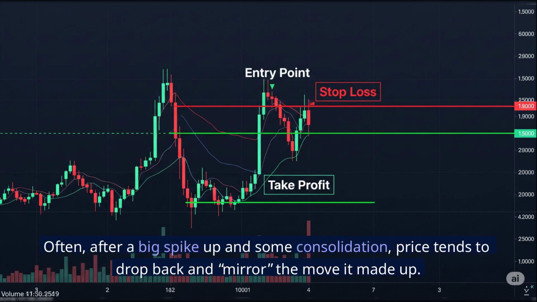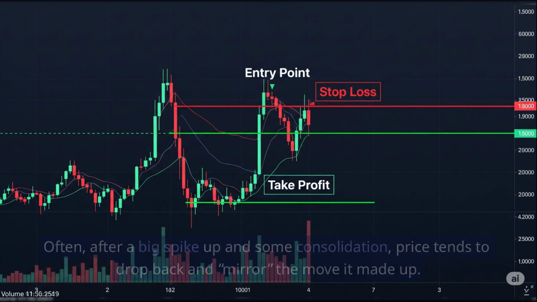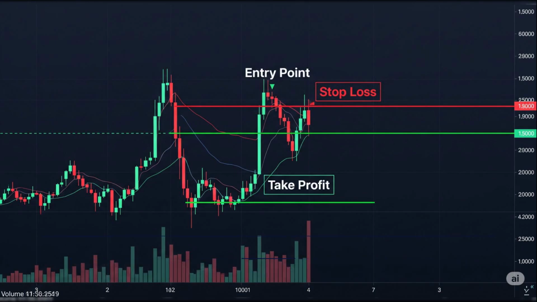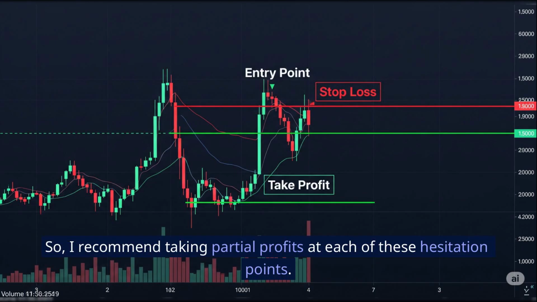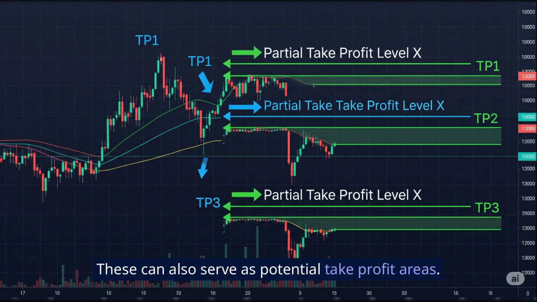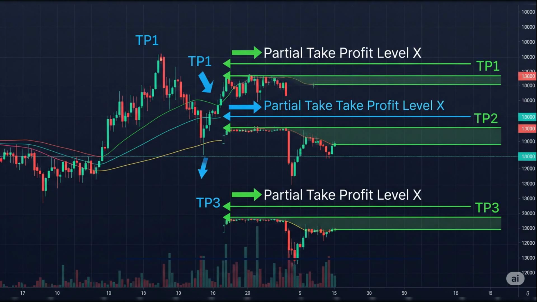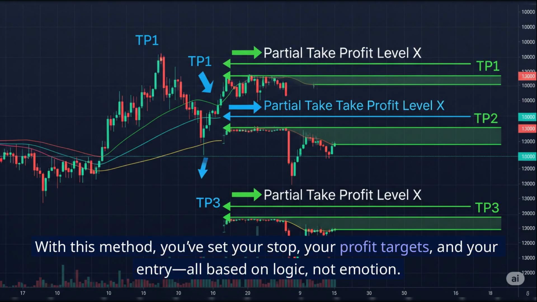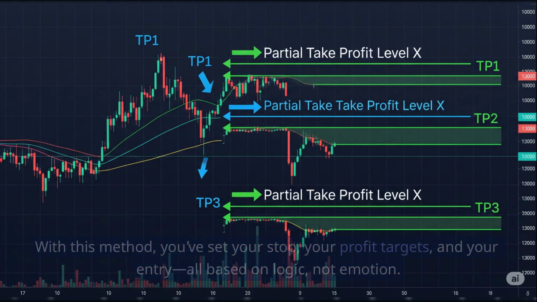Often, after a big spike up and some consolidation, price tends to drop back and mirror the move it made up. It will often pause at the same levels it did on the way up. So, I recommend taking partial profits at each of these hesitation points. Another tip, on a higher time frame, look for bullish fair value gaps. These can also serve as potential take profit areas. And always remember to manage your risk. With this method, you've set your stop, your profit targets, and your entry, all based on logic, not emotion.